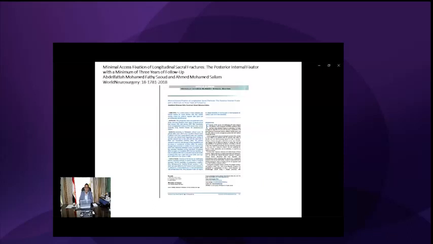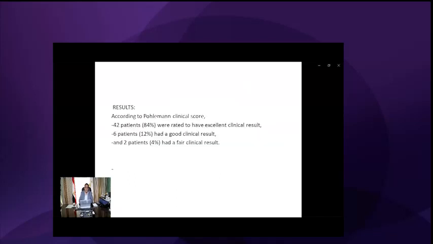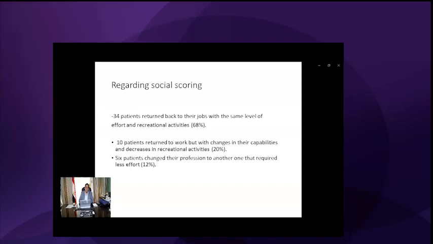And then we had this publication 3 years ago on minimal access fixation of longitudinal sacral fractures using this novel posterior internal fixator with a minimum 3 years follow-up. It was published in World Neurosurgery, and we have very, very good results according to the Majeed clinical score. 84% excellent clinical results, 12% good clinical results, and 4% fair clinical results. Socially, 68% returned to their work and recreational activities, 20% to the same work with less capability, and only 12% had to change their jobs.